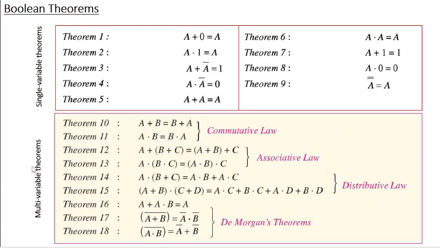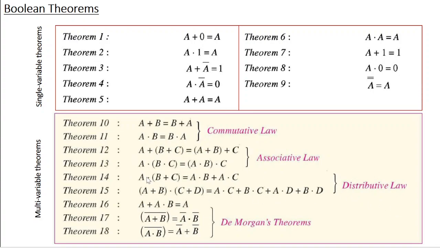And the multivariable theorems, first one is the commutative law. A plus B is same as B plus A. 1 plus 0 is same as 0 plus 1, both give you the result 1. A dot B is same as B dot A. 1 dot 0 or 0 dot 1 both give you 0. And it is associative. A plus (B plus C) is same as (A plus B) plus C. Same way A dot (B dot C) same as (A dot B) dot C. You can cross check them by giving appropriate values to A, B, C.